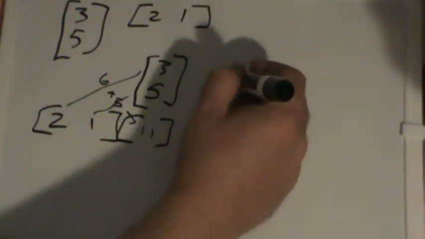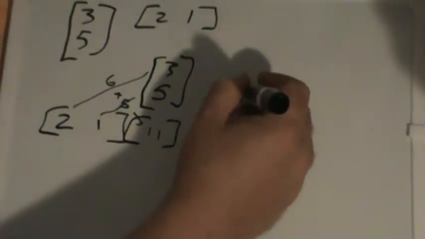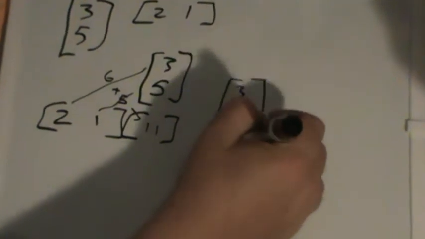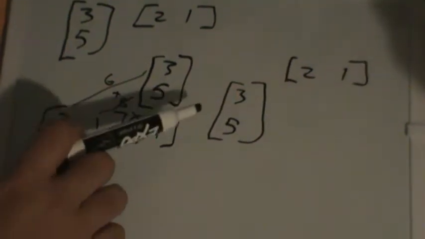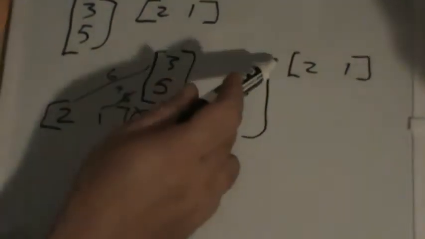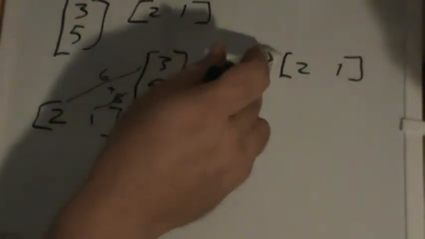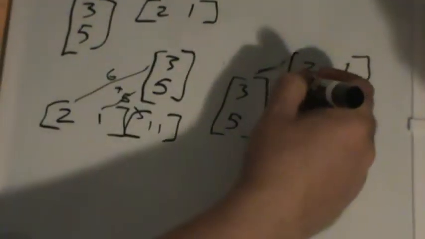Now, what happens if I multiplied them in a different order? 3, 5, and let's say I multiplied them by 2, 1. Now, if you notice what happens here, again, it's compatible for multiplication. What I need is the number of columns here to be equal to the number of rows there. Well, that's certainly true. As a matter of fact, it's trivially easy to do these, because it's a bunch of very short, simple multiplies.